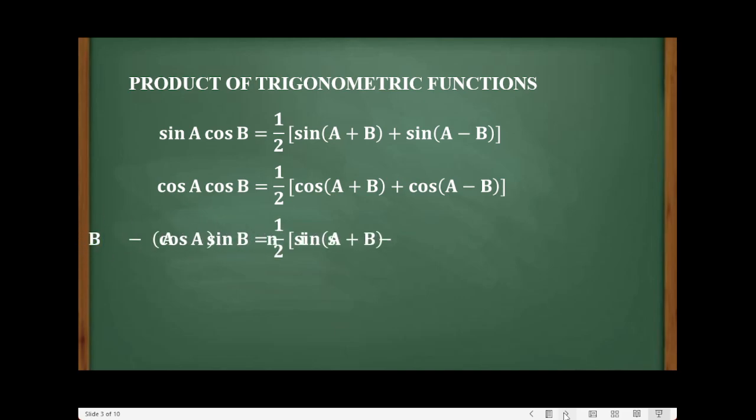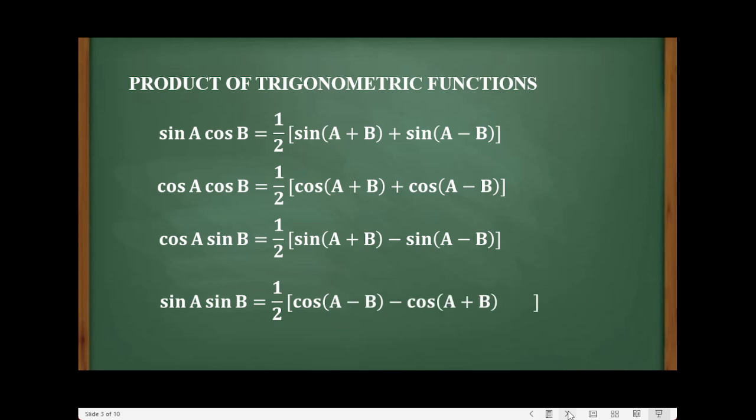Third, we have cosine of A times sine of B equals 1/2 quantity sine of A plus B minus sine of A minus B. And this is the last or the fourth of this set of identities, products of trigonometric functions. We have sine A times sine B equals 1/2 quantity cosine of A minus B minus cosine of A plus B.